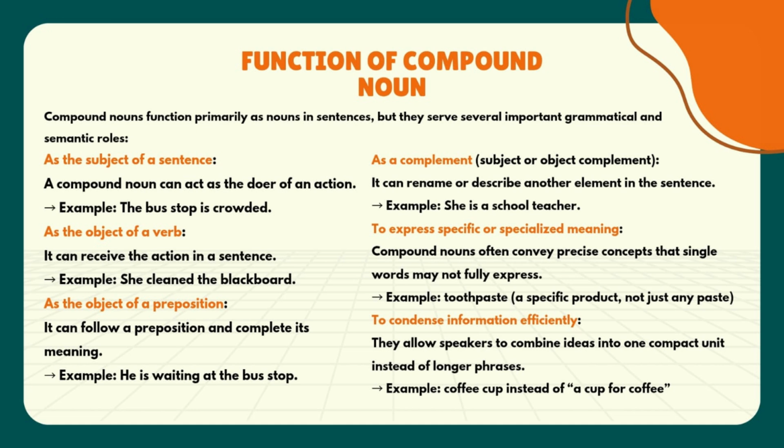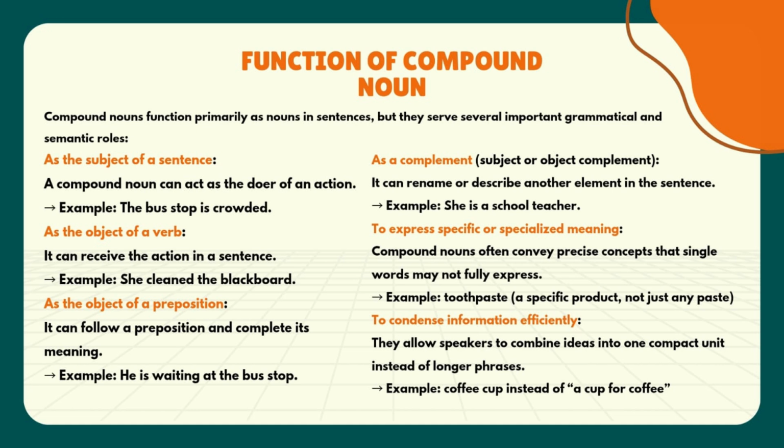The function of compound noun. Compound nouns function primarily as nouns in sentences, but they serve several important grammatical and semantic roles. There's as the subject of a sentence. A compound noun can act as the doer of an action. For example, the bus stop is crowded. The next one is as the object of a verb. It can receive the action in a sentence. For example, she cleaned the blackboard.